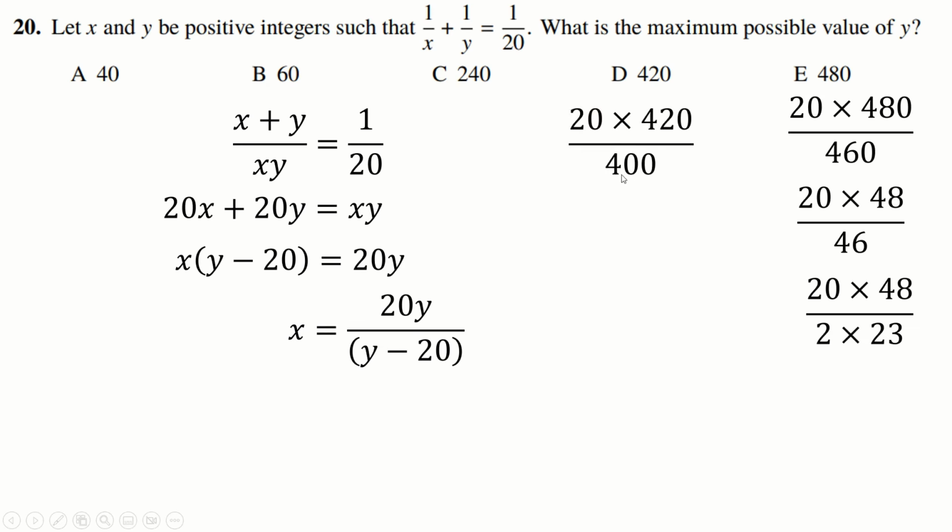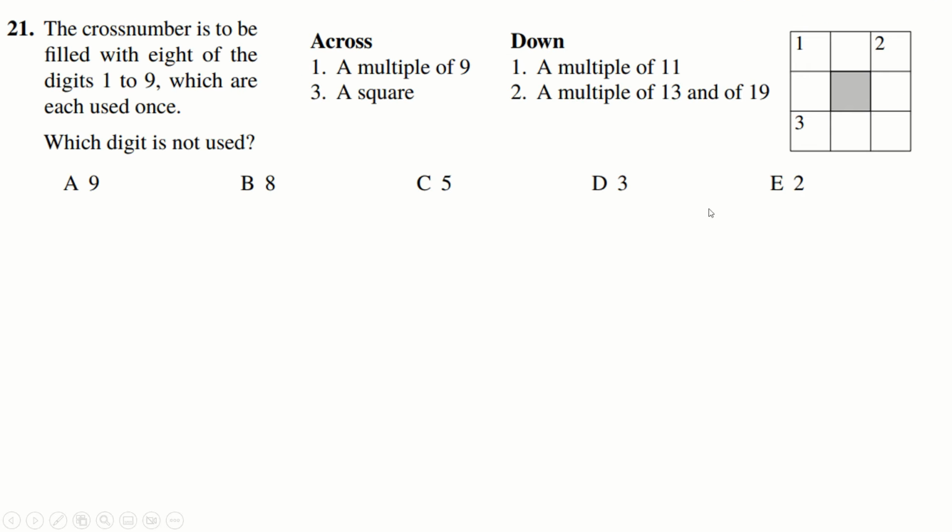Next one, this looks much more promising because of this 400. And indeed, it does cancel to make a whole number because this is just a half and then half of 42 works. And so the answer will be 420. Now, I usually like cross numbers a lot, but this one ends up being absolutely horrendous.